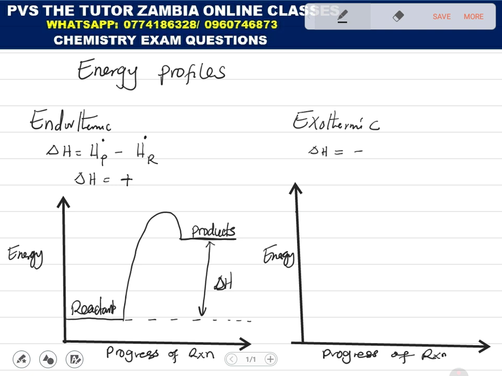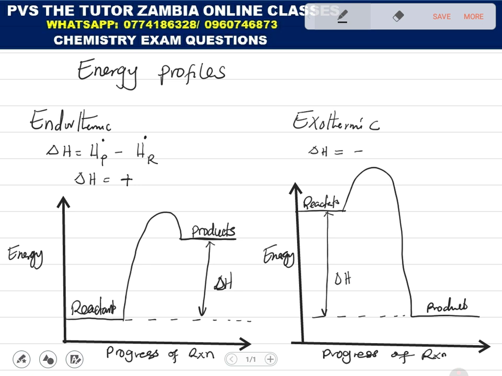So what are we saying? It's a situation like this, then it goes like that, then you have something like that. Here we have the reactants now at a higher energy level, and we have the products at a lower energy level. This corresponds to the fact that under exothermic reactions, the enthalpy change is actually negative. So now, where is the delta H? It is still this difference in energy between the reactants and the products.